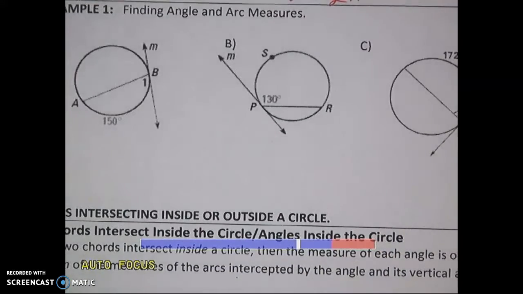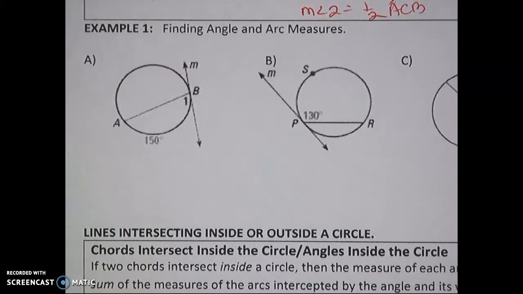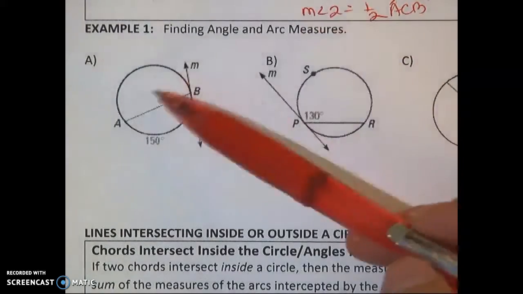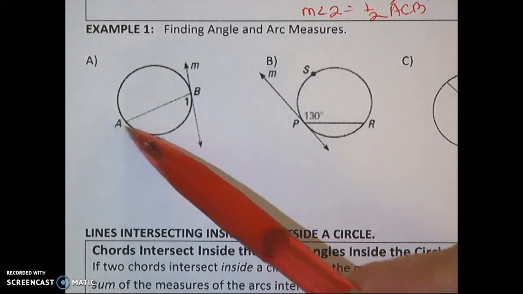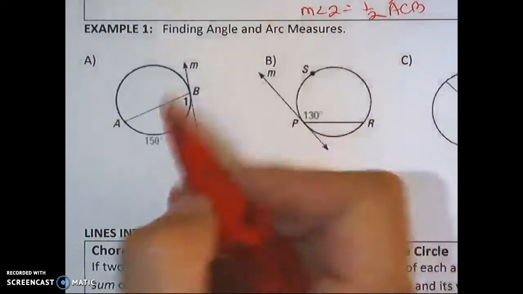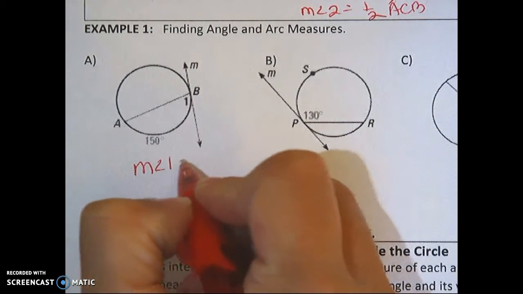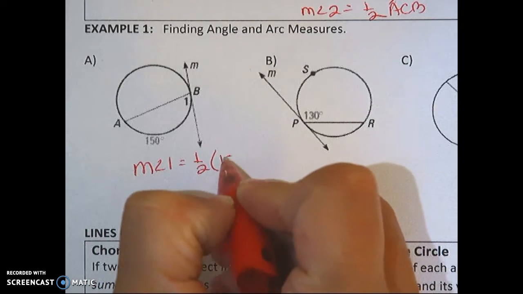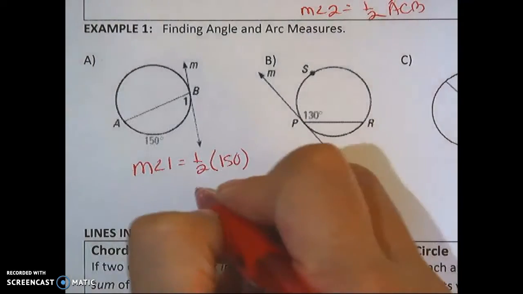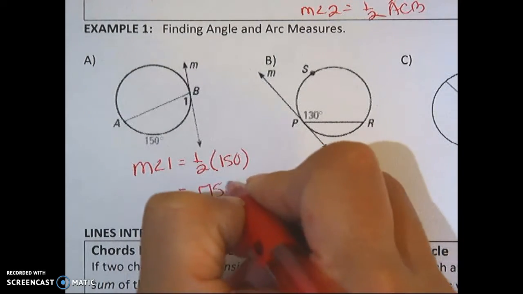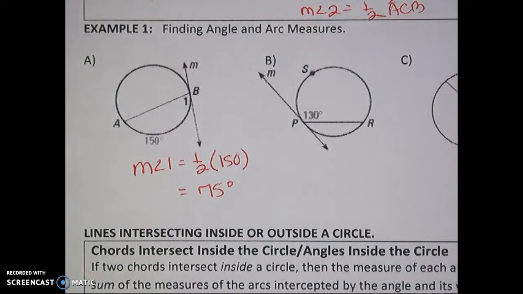Looking at example 1, part A, you can see that you have this angle right here. Its intercepted arc is 150 degrees. So the measurement of that angle 1 is going to be 1/2 that 150 degrees. So you can get your calculator and divide 150 by 2. You get that that angle is 75 degrees.